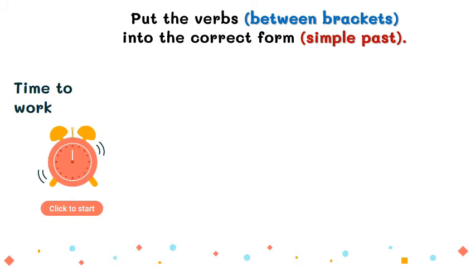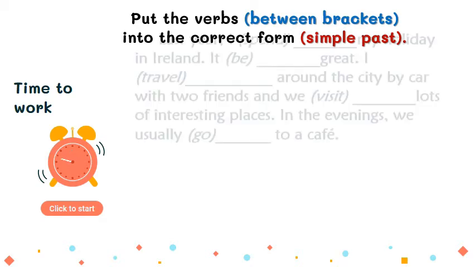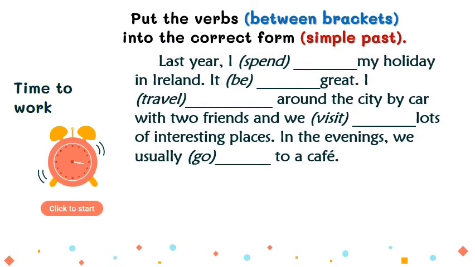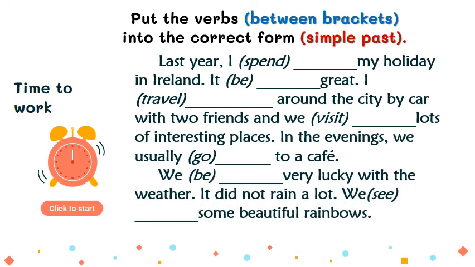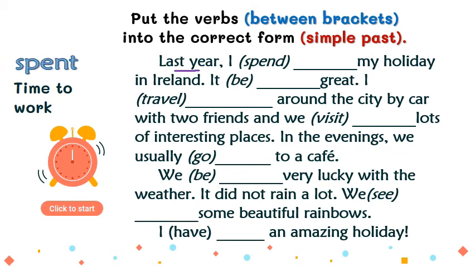Let's do some exercise. Put the verbs between brackets into the correct form of simple past tense. For example, last year I spent my holiday in Ireland. So this is last year. Spend. What is the past of spend? Of course, it's not spended. It's not regular. This is irregular. Becomes spent. It be great. What is the past of be? Was or were. It depends on the pronoun that I have.